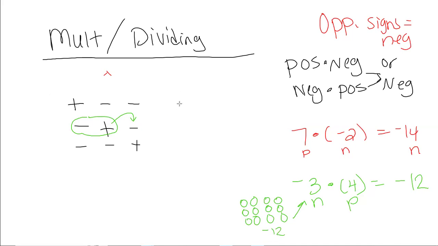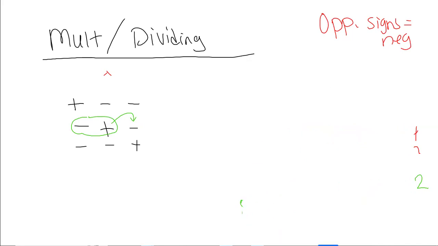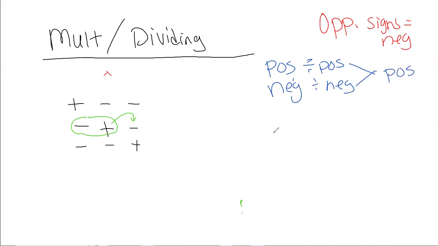Dividing works the exact same way with the exact same tic-tac-toe. So if the signs are the same, if it's positive divide positive, the same division you've been doing for years, or negative divide negative, see how they're the same? They come out positive. Okay, so 50 divide 5, that's positive divide positive, positive 10.